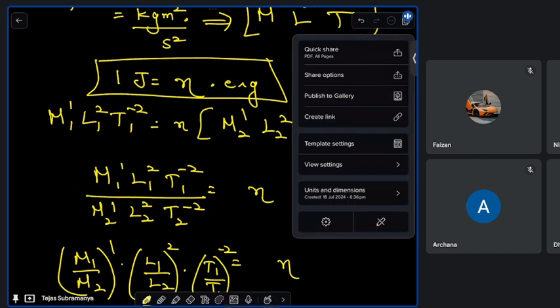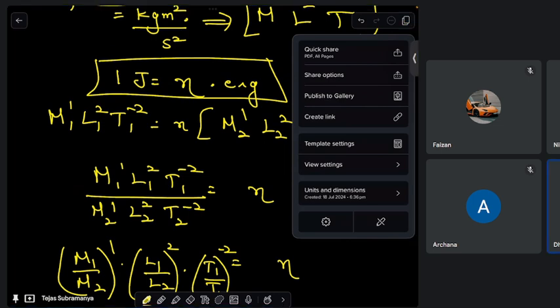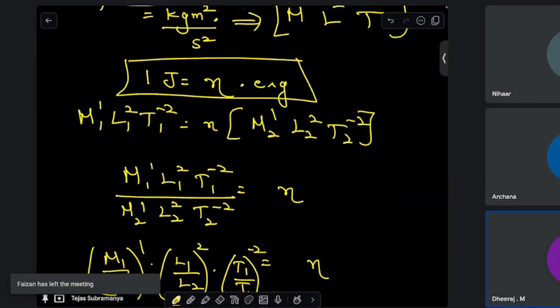Okay, 1 second. What happened? So that 1 to the power minus 2, how is it just 1 again?